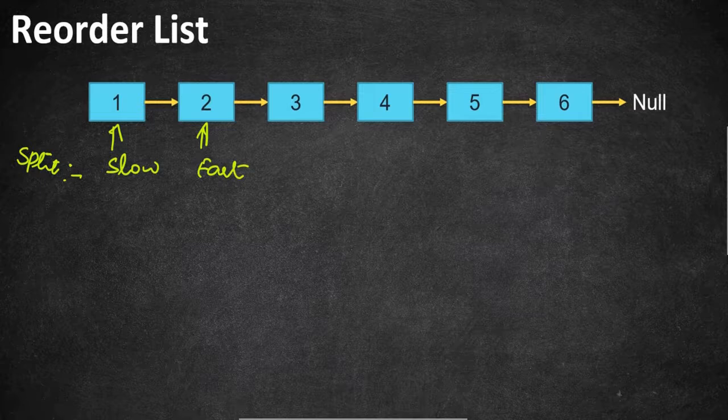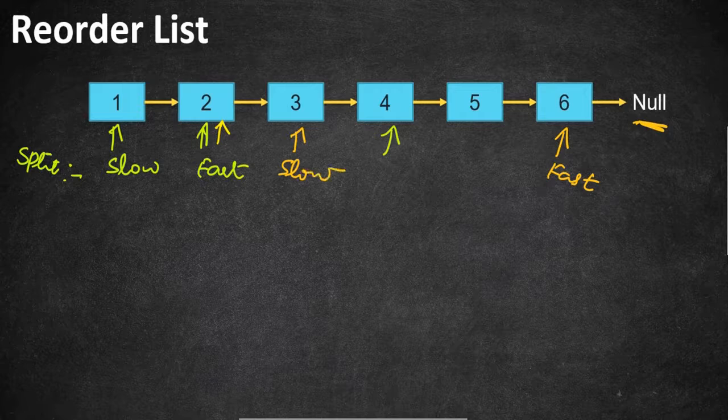At the first position, the slow pointer will be here and the fast pointer will be here. At the second attempt, the slow pointer will be at 3 and the fast pointer will move to the end of the linked list, and the next node will be null. It means we have reached the last node using the fast pointer, and wherever the slow pointer is staying, that is the mid of the linked list. That is the point where you have to split the linked list.